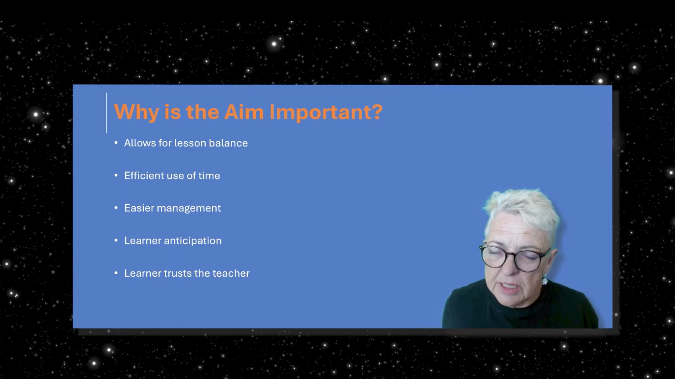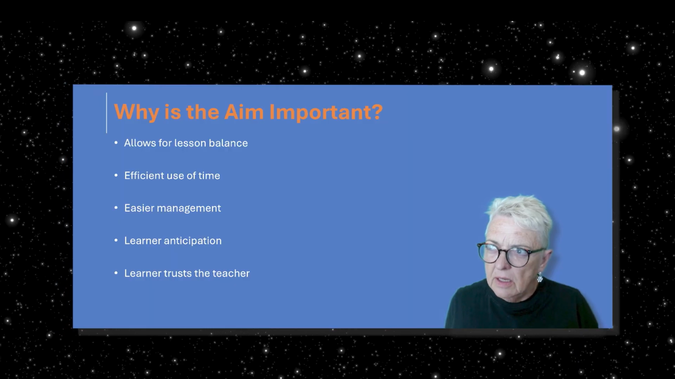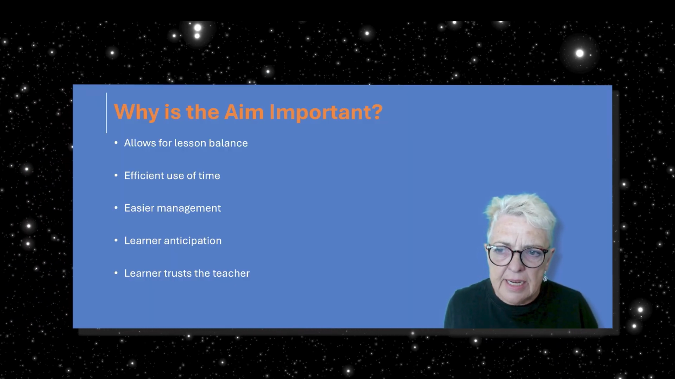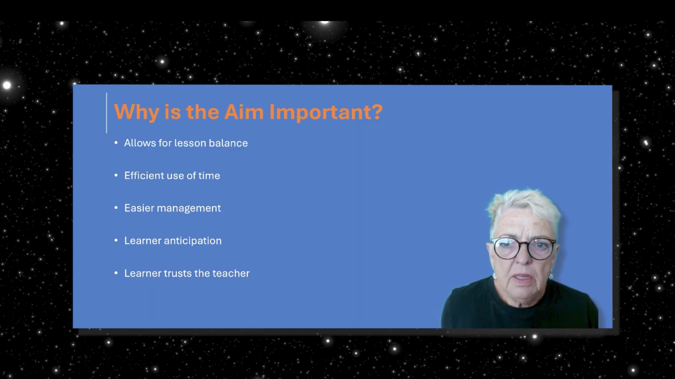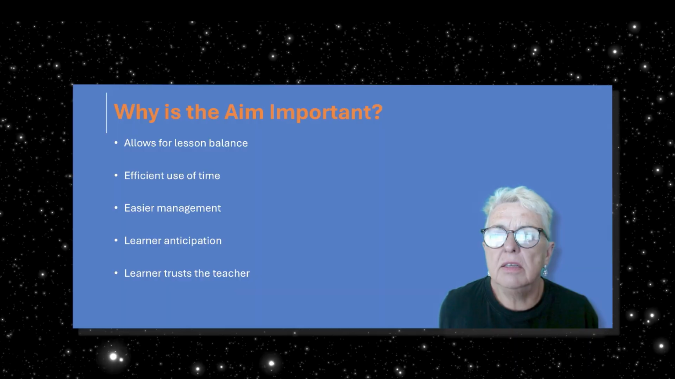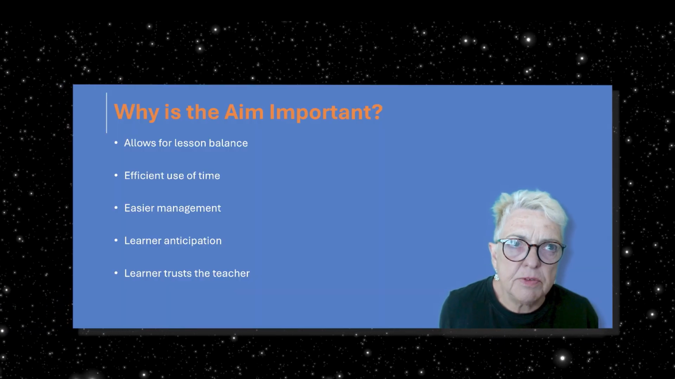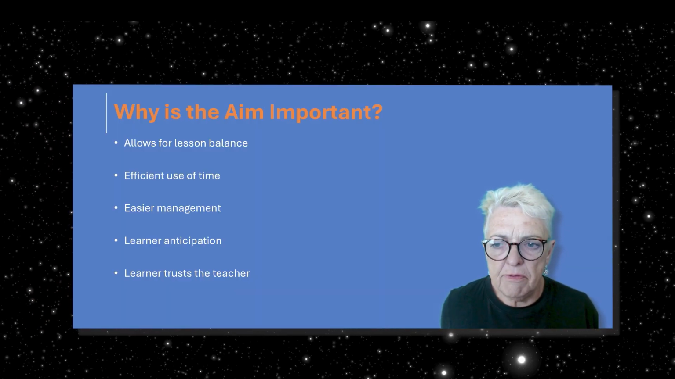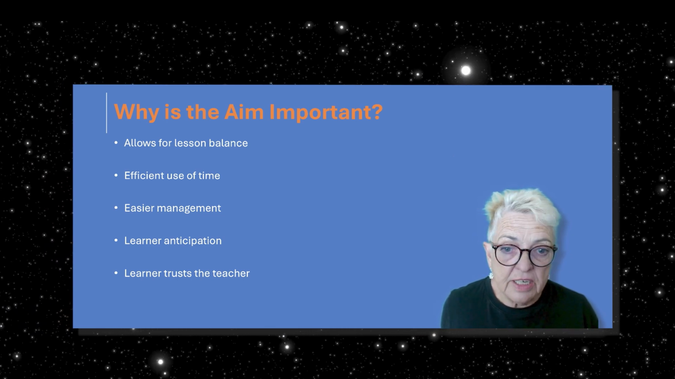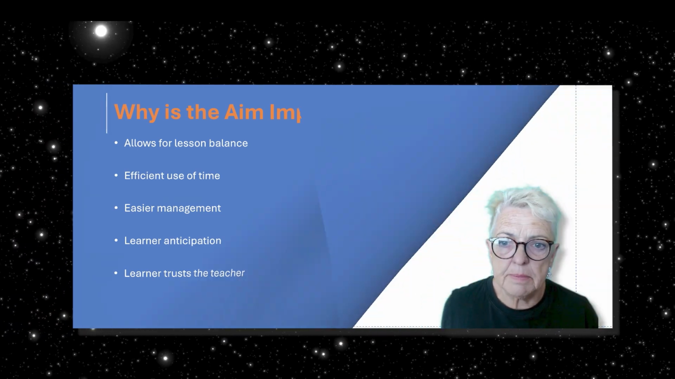They trust the teacher. They're not sitting there thinking, not sure if I've got this right. Don't know why we're doing this. This doesn't make sense. So the aim also does many other things. It means that you work with different types of students. You use materials effectively. And you get higher learner satisfaction with good aims.